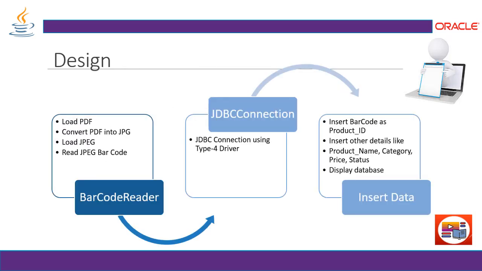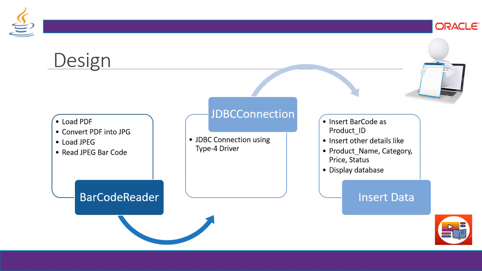Number one, the barcode reader will have a PDF file as the input. This input PDF file contains a Barcode 128 ASCII character, and we are going to convert it into a JPEG file. Now this image file, the loaded JPEG file, will contain the barcode image. That image has to be read by the barcode reader API. Once the barcode is read successfully, the next step is to connect through JDBC to the database using a type 4 driver. In this particular example, we are going to use type 4 JDBC driver connectivity.